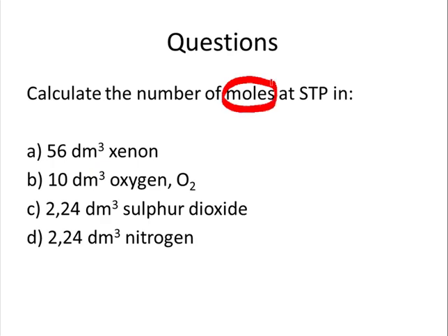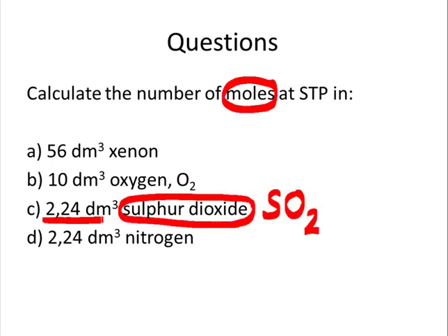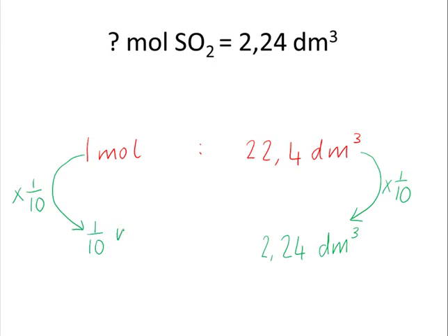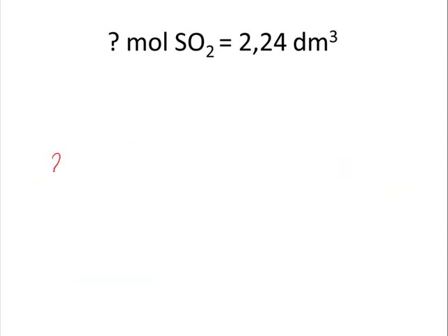How many moles of SO2, sulfur dioxide, has a volume of 2,24 decimeters cubed? Now we could just see this, that we know that if you had 1 mole, it would have a volume of 22,4. Now we have a tenth of that, and so we must have a tenth of a mole. But let's also do it the long way. We write in equation form. How many moles SO2 has a volume? Equals 2,24 decimeters cubed SO2.